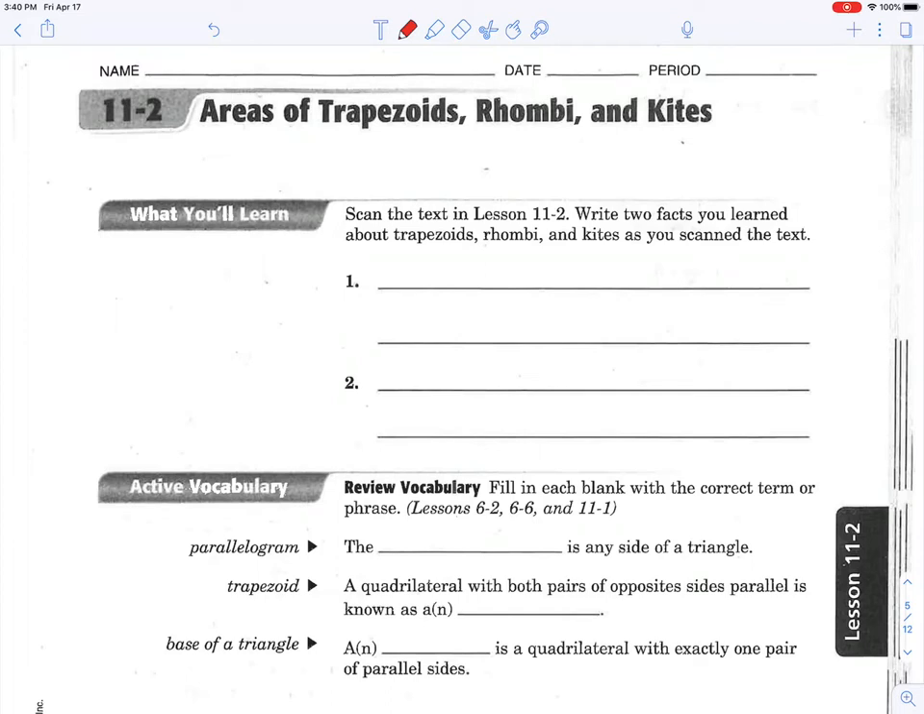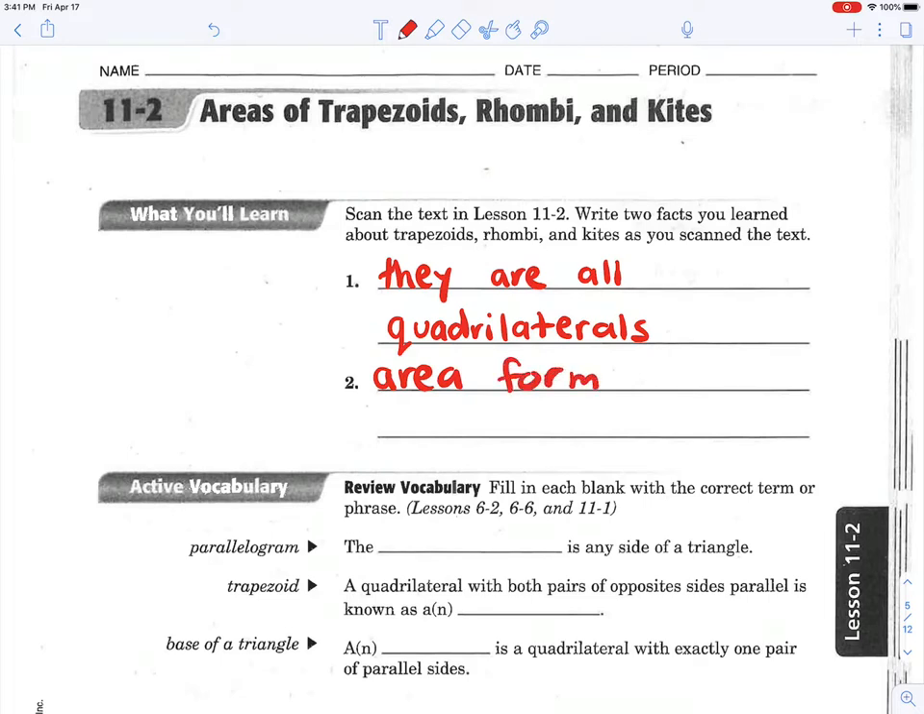So we actually had an entire chapter last semester on trapezoids, rhombi, and kites. They are all quadrilaterals. So we might write something like that. Or even scanning 11.2 specifically, you might write down something like the definition of a trapezoid or the 3 different formulas for finding the area of a trapezoid, something like that. So we could say area formulas for each.